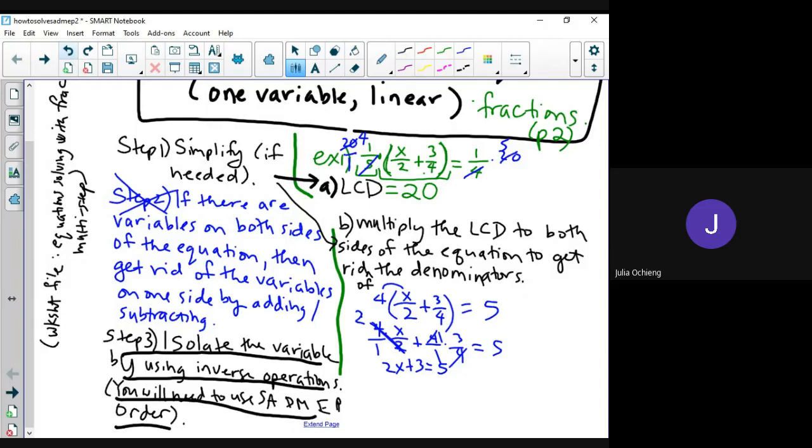I'm going to solve for x here by isolating the x. So I need to isolate the x by getting rid of plus 3 first, because by SADMEP order, I get rid of anything that's subtracted or added, S for subtracted, A for added, to the x first. So I'm getting rid of the plus 3 by subtracting it in the inverse operation. That becomes 2x equals 2. And then next, I look for anything that's multiplied or divided to the x, which is times 2. So I'm going to divide by 2. And my answer will be x equals 1.